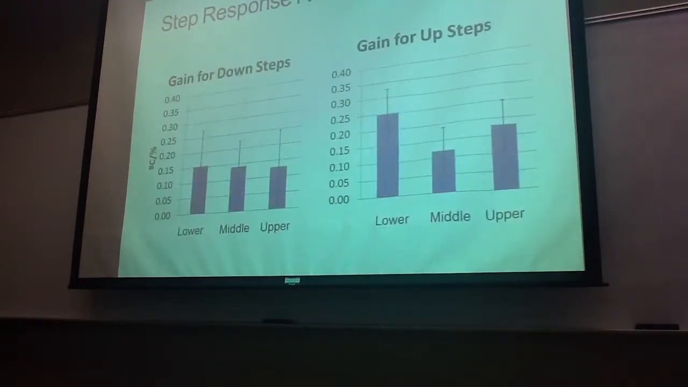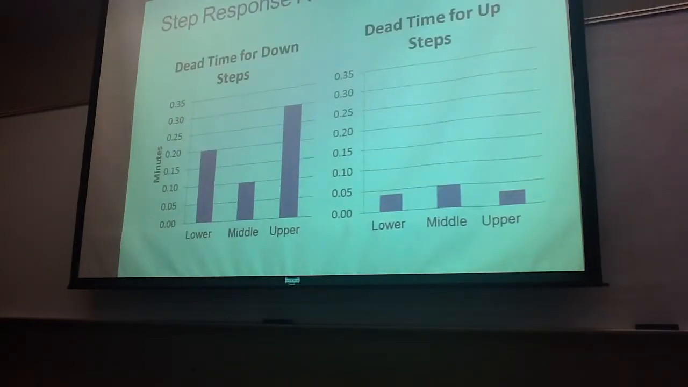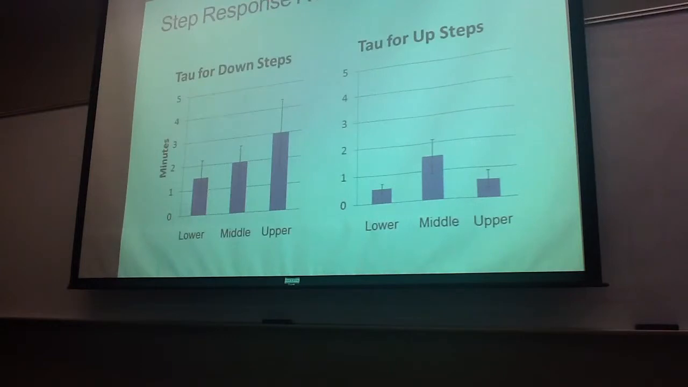But just to summarize some of our step response parameters that we got. Gain for down steps and gain for up steps here. It's about an average of 0.1 for both overall. And then you have the dead time for the down steps and the dead time for the up steps. Dead time tends to be higher for the down steps for reasons that I'm not going to postulate. But overall, they're almost equal. And we also have the time constant for the down steps and up steps, as I've discussed before.